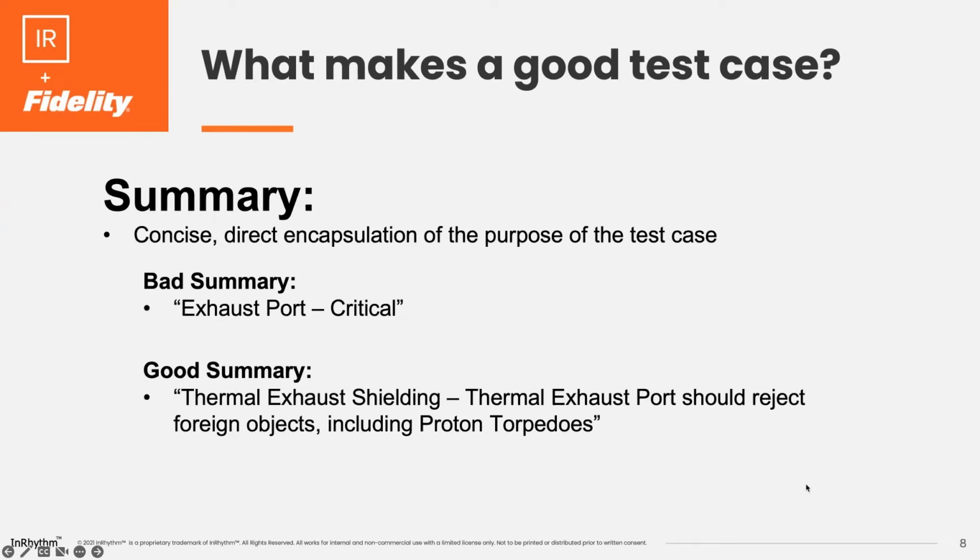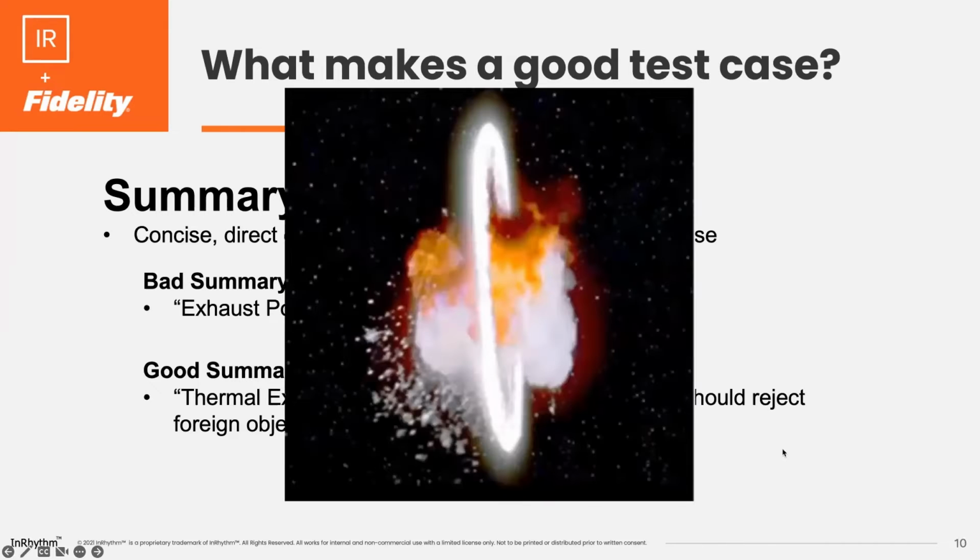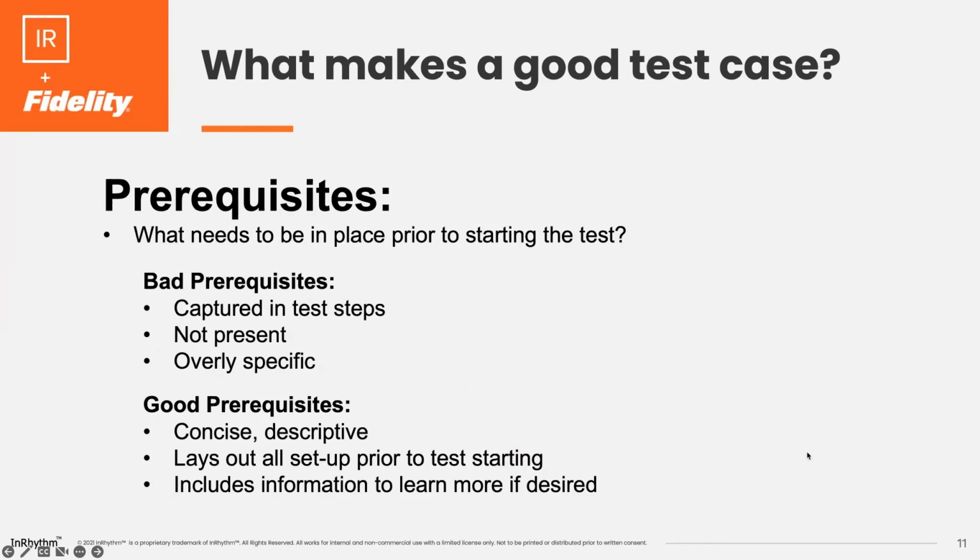So a summary. A summary is a concise and direct encapsulation of the purpose of the test case. It should communicate exactly what's going to happen in the test case, what we're testing, and essentially why, right? This is so that at a high level, we can see whether or not something needs to be run. So I have an example here. A bad summary: "Exhaust port is critical." Good summary: "Thermal exhaust shielding. Thermal exhaust port should reject foreign objects, including proton torpedoes." So we can think about some cases where this would be valuable. It doesn't look super high priority, so we don't need to run it, and I'm sure everything will be completely fine.